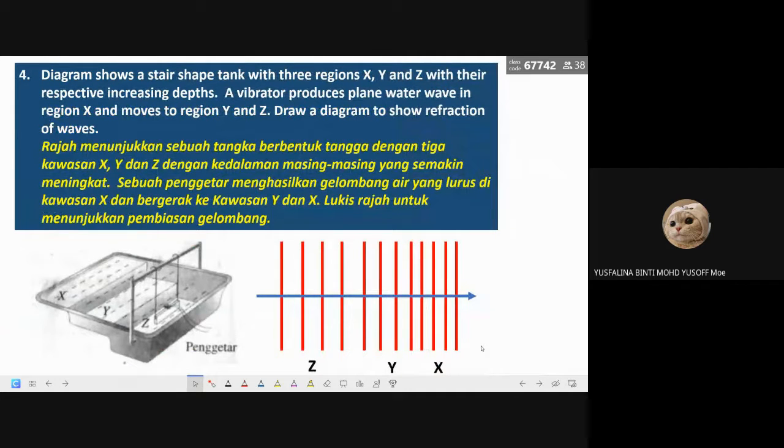Right, so this diagram shows a tank with three regions X, Y, and Z with their respective increasing depth. A vibrator produces a plane water wave in region X and moves to regions Y and Z. So you have to draw a diagram. You can see Z is a deeper area compared to Y and also X. So at Z the wavelength should be longer, further away. Then after that Y, then after that X. So the wavelength will decrease from Z to X. You can see here the wavelength becomes smaller.